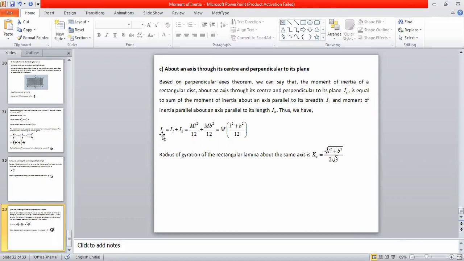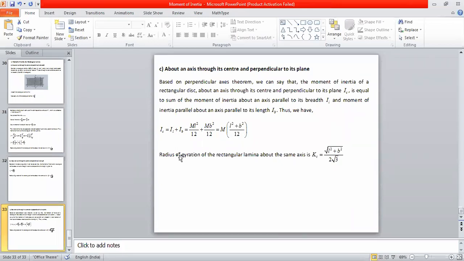So therefore, this moment of inertia IC must be equal to, one is ml square by 12, another one is mb square by 12. So therefore, m and 12 are common. So I can write this as m times l square plus b square divided by 12. So this is one simple expression for the moment of inertia about an axis passing through the center and perpendicular to the plane. It is m times l square plus b square divided by 12.